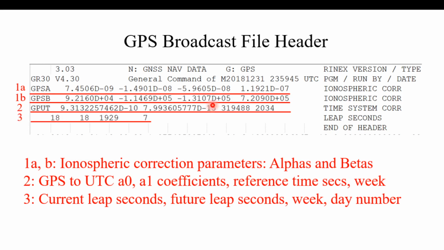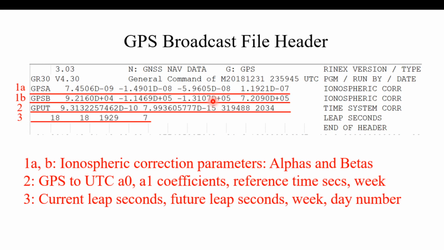There are 8 parameters, as you see, 4 alphas and 4 betas, and these 8 parameters refer to the zenith direction. So this means if you want to determine the ionospheric correction at a certain azimuth and elevation angle, you need to make some extra computations by using a model.